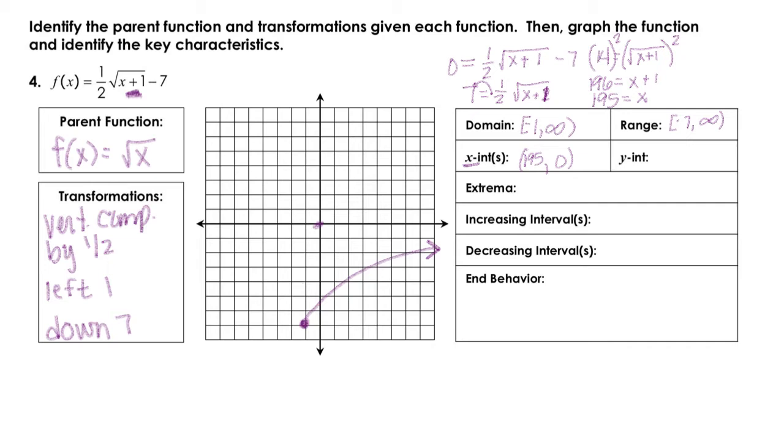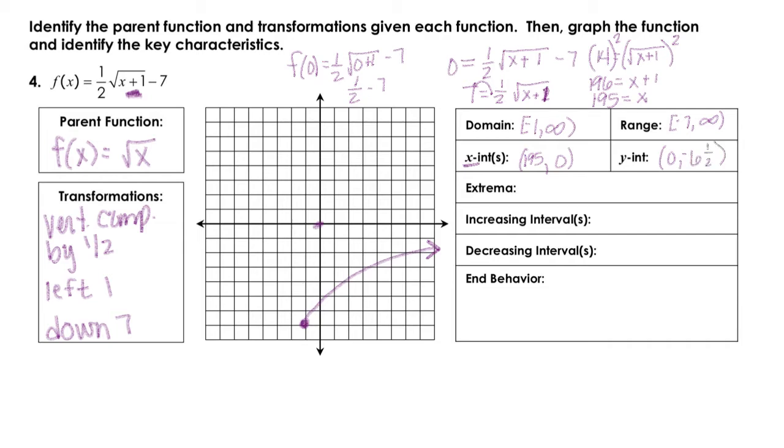Our y-intercept, we're going to let x be 0, so that'll work out a little bit easier. F at 0, we're going to have 1/2 times the square root of 0 plus 1, and then minus 7. So that's going to be 1/2 times 1, then minus 7. So that's going to give us negative 6.5. So here we have 0, comma, negative 6.5.